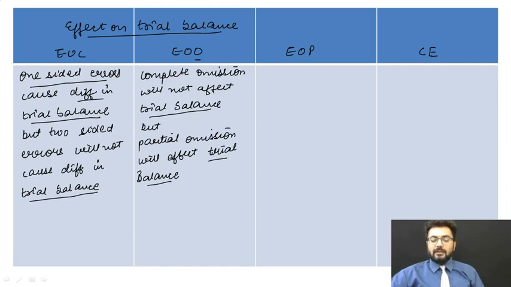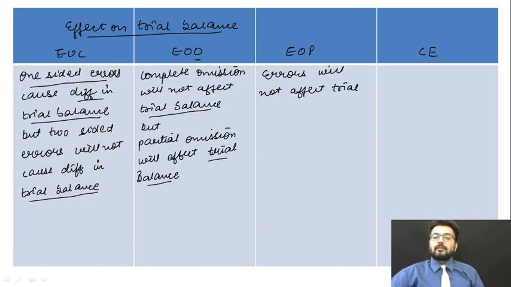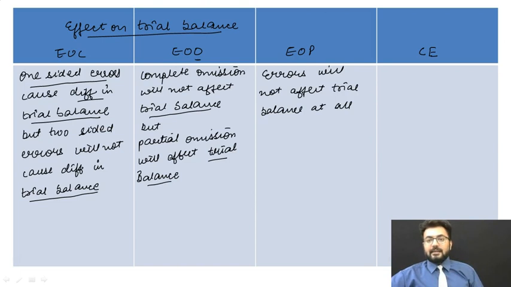Errors of principle, that means these errors will not affect the trial balance at all. And when it comes to compensating errors, again, they will not affect the trial balance.